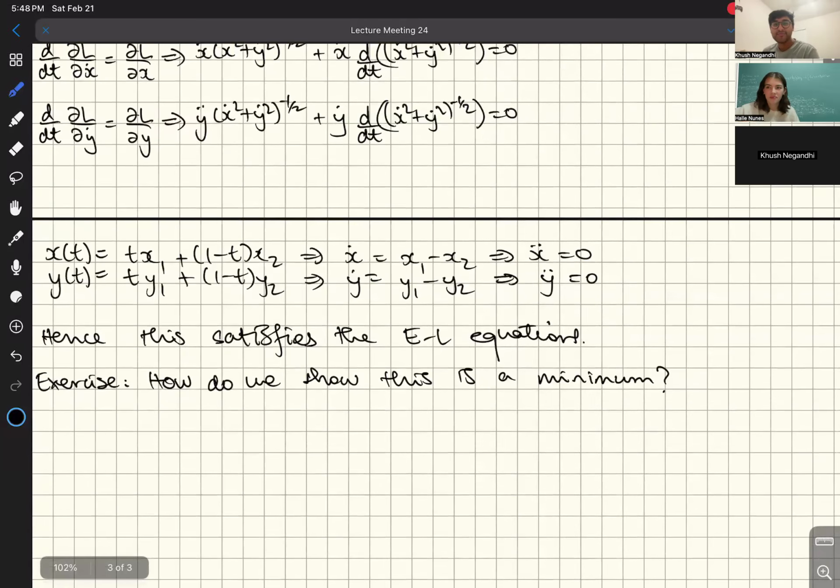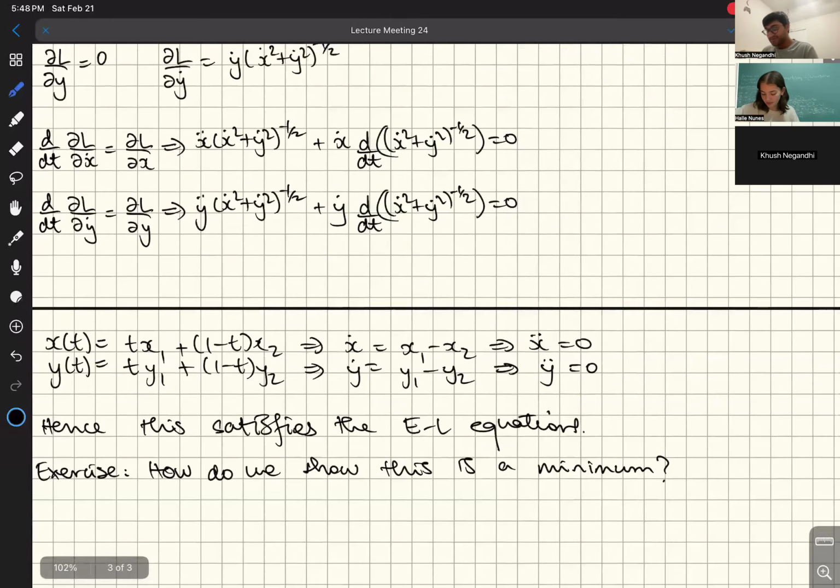So I'm hoping at least that you see that we need to be slightly careful when we're talking about these things, because, like I just said, just because you satisfy the Euler-Lagrange equations, you don't actually get for free that it's maximized or minimized or extremized. You get that it's extremized locally.